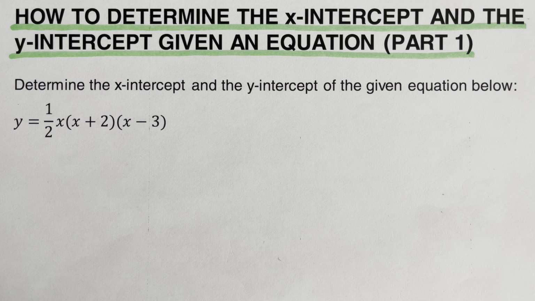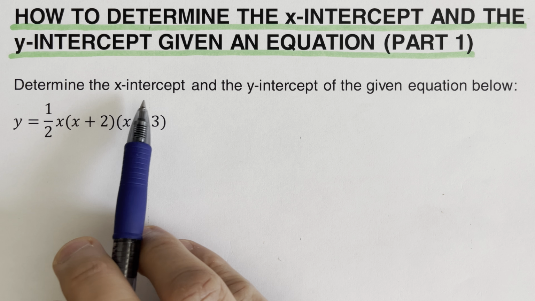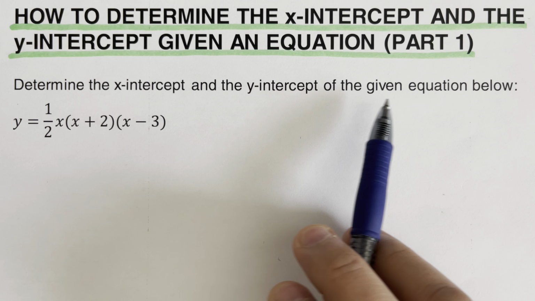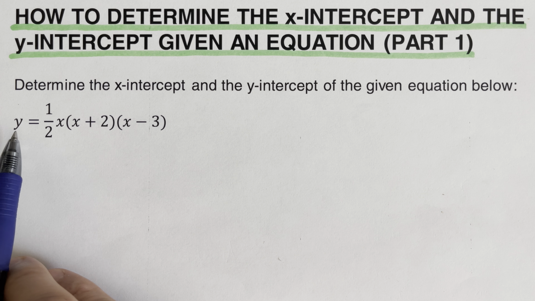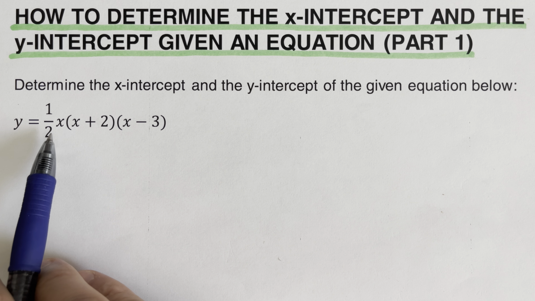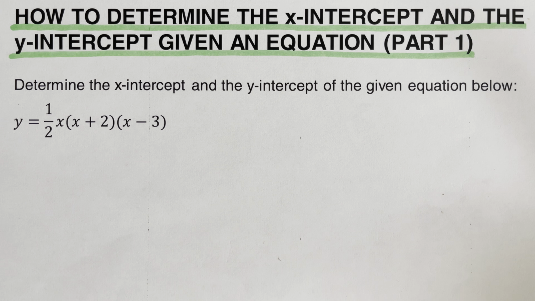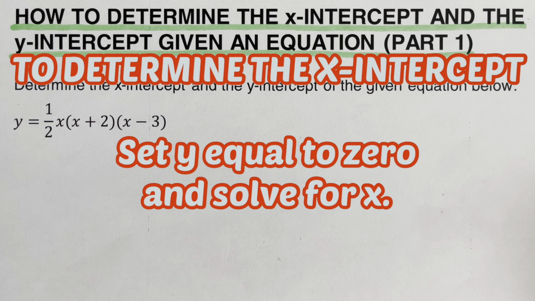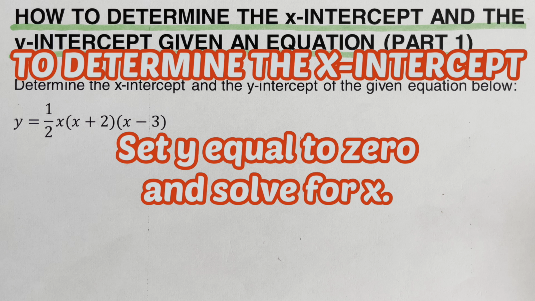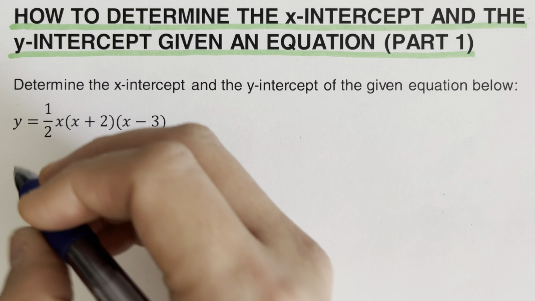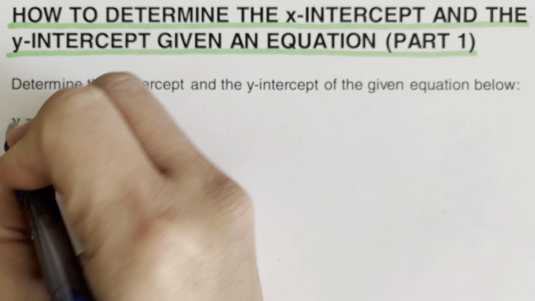Determine the x-intercept and the y-intercept of the given equation below. The equation is y equals 1/2 x, parentheses, x plus 2, parentheses, x minus 3. To determine the x-intercept, we remember that we are supposed to set y equal to 0 and solve for x. So we set this equal to 0.